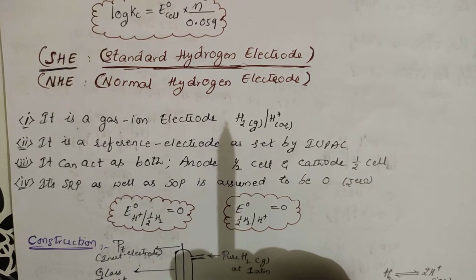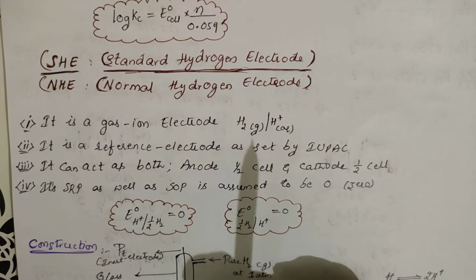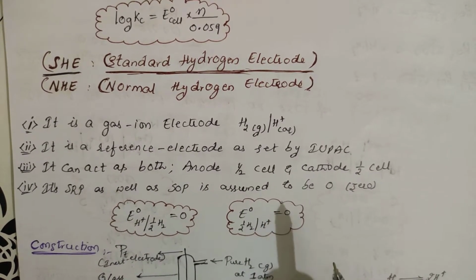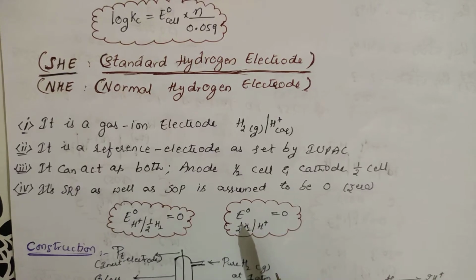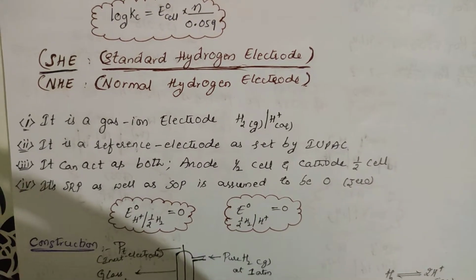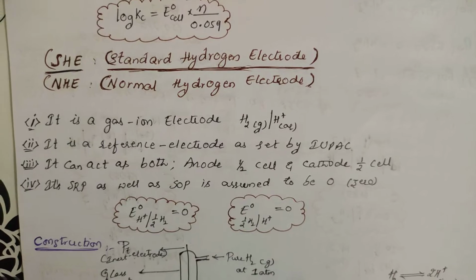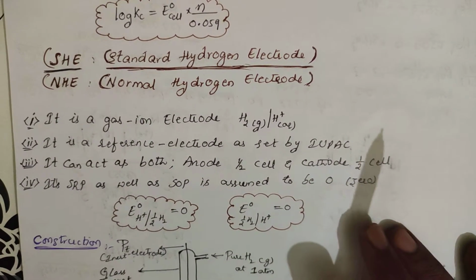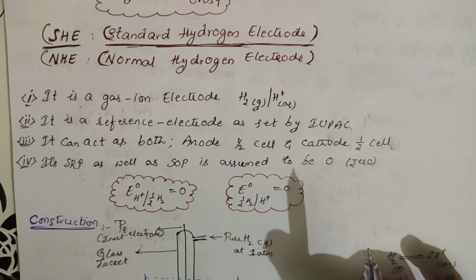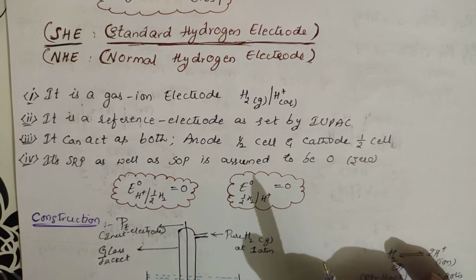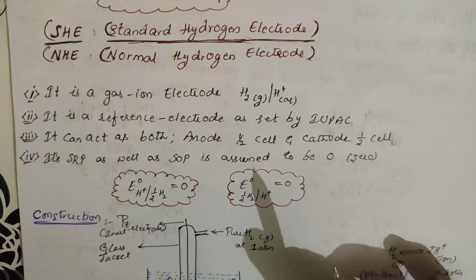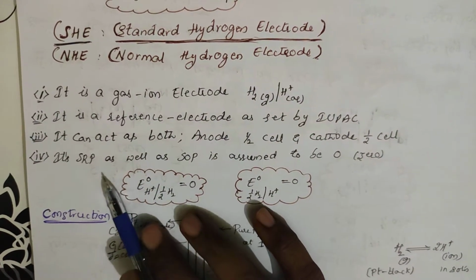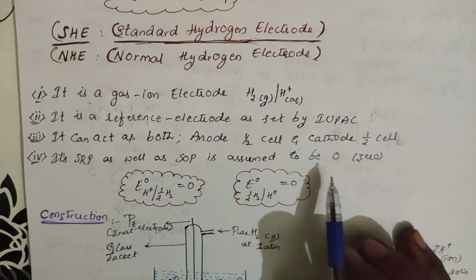So if I want to identify the value of this zinc, how much potential it is giving, first it should be connected with the hydrogen electrode. With respect to the hydrogen electrode, whether zinc is taking electrons or giving electrons will be calculated. Okay, so if it gives electrons, then the hydrogen electrode will be acting as a cathode. If it takes electrons, it will be taken as an anode, right? So its SRP as well as SOP is assumed to be 0.